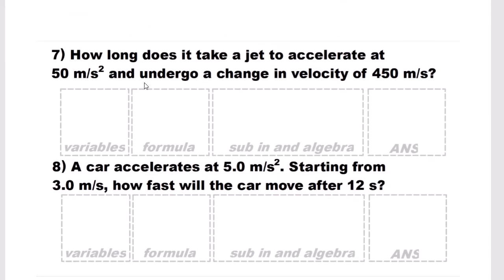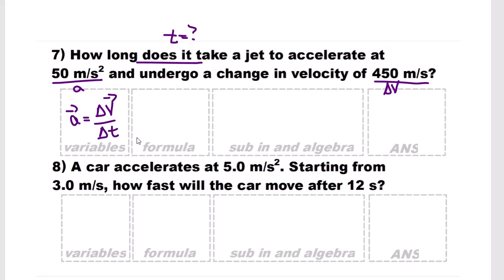Then if we're solving for time here, I'll just walk you through how to solve for time. How long does it take for a jet to accelerate at 50 meters per second squared and undergo a change in velocity of 450 meters per second? So that's a delta V. So here we can use the version of the formula a is equal to change in velocity over change in time, which will make it a little bit easier to rearrange. So I want to get t by itself.